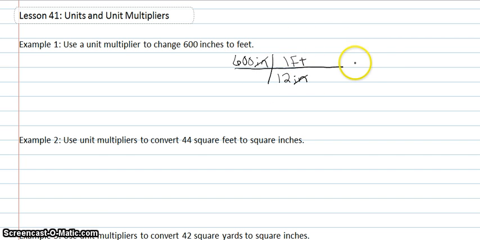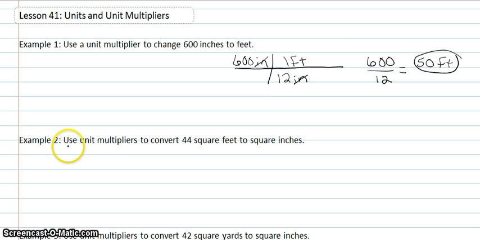And now we can just leave this as 600 over 12, or we could go ahead and divide that into 50 feet. But on many of these longer problems, we can just leave them in that format, and that's perfectly fine.